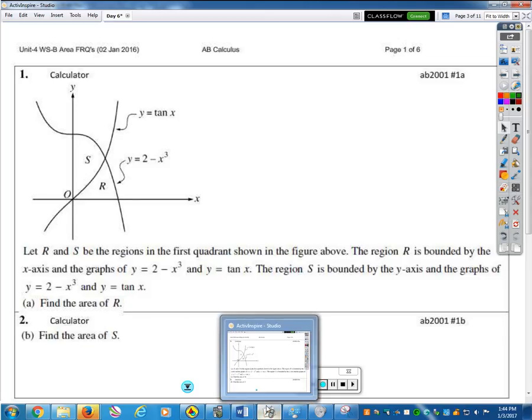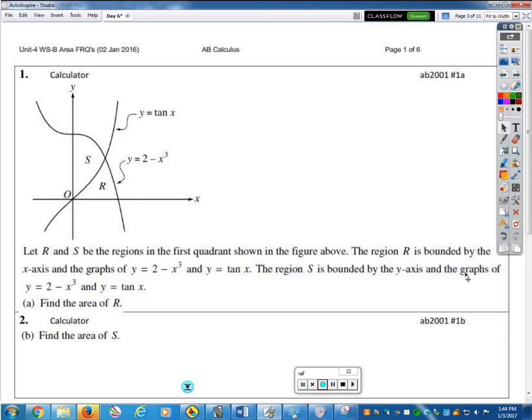And we need to do some labeling, because notice, they don't give names to these functions. So you need to call one of them F and one of them G. It doesn't really matter, but you have to tell the grader. So I'm going to tell the grader, this is F of X. I'm going to tell the grader, this is G of X. So you can see that I'm indicating that. And I put F into Y1, G into Y2, as always.